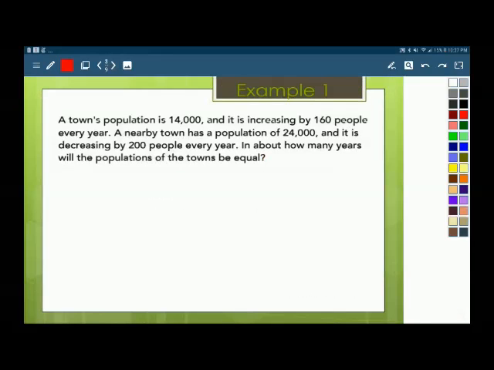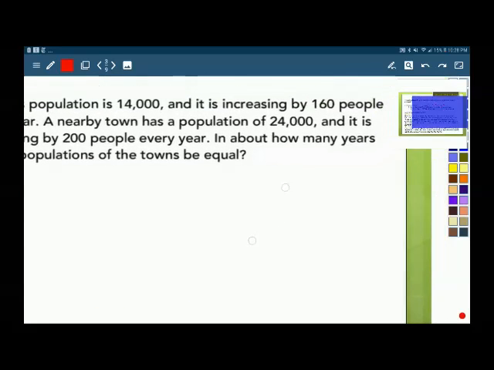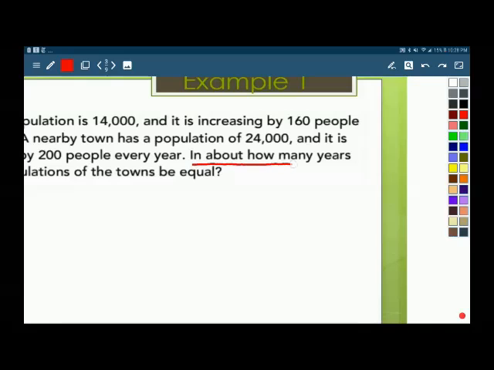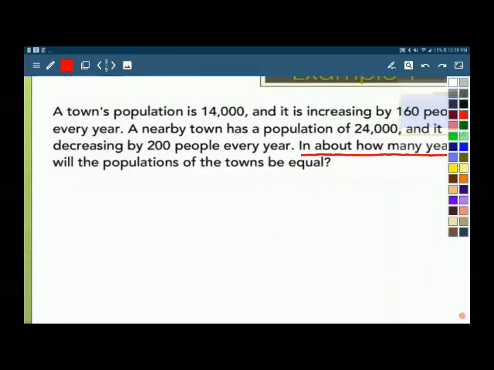So let's take a look at the first example. It says a town's population is 14,000 and is increasing by 160 people every year. A nearby town has a population of 24,000, and it is decreasing by 200 people every year. In about how many years will the populations of the towns be equal? Now I'm going to underline the last question there. It says, in about how many years will the populations of the towns be equal?